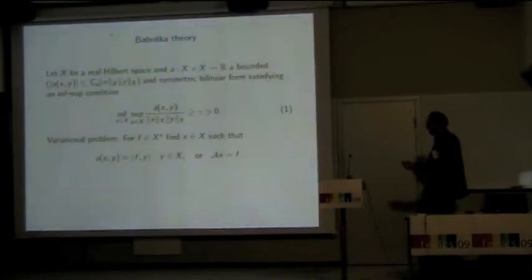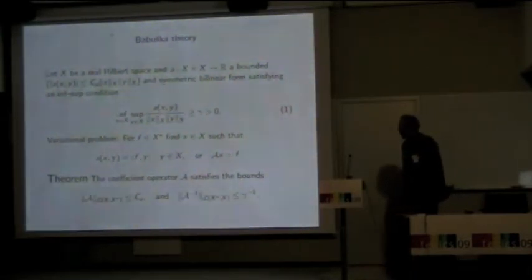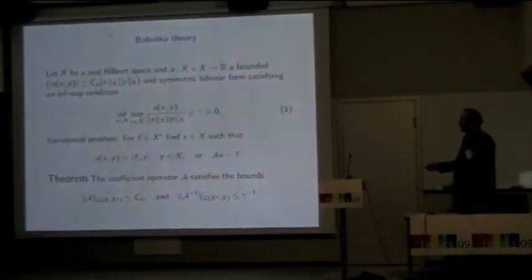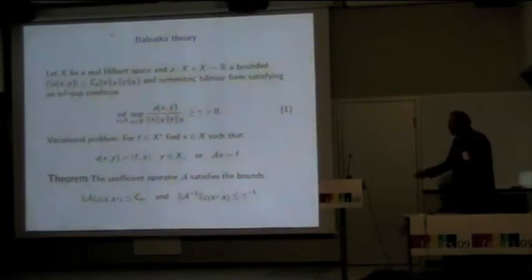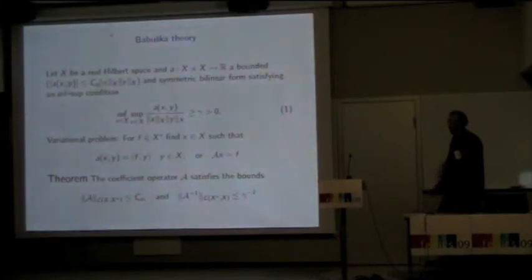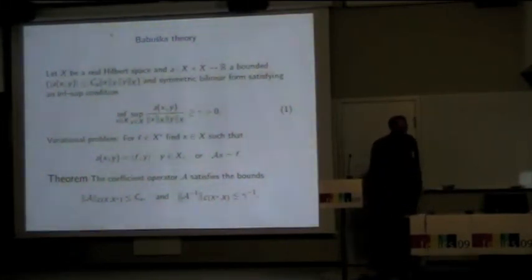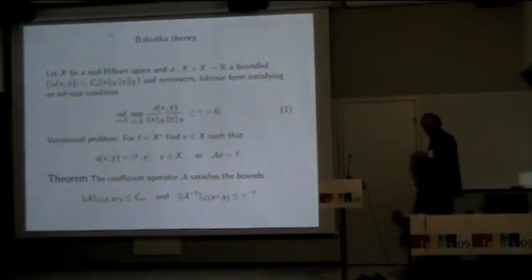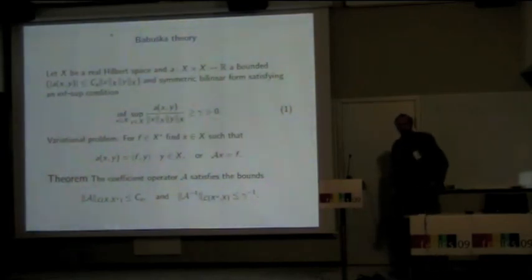Then what Babuška's theory basically says is that if this bilinear form is bounded and satisfies the inf-sup condition, then this equation has a unique solution, and the operator is bounded by the bounds on the bilinear form. The inverse operator, which goes from X star to X, is bounded by the inverse of the inf-sup constant. This is really a little more general theory than the Brezzi theory, because now we have to look at the whole system at once.